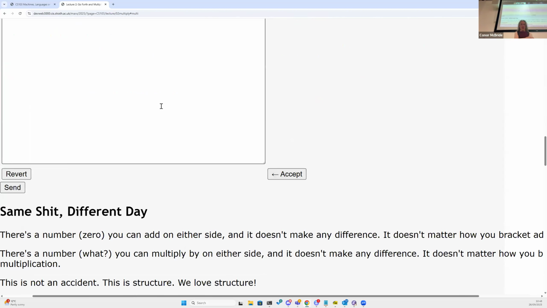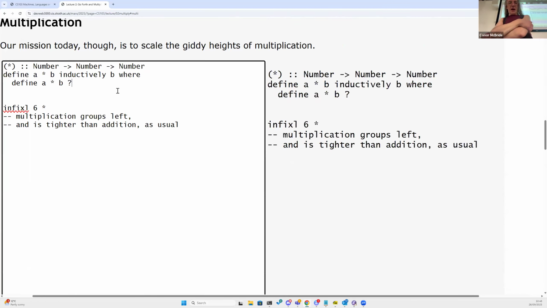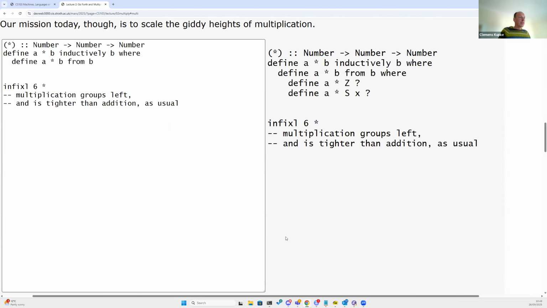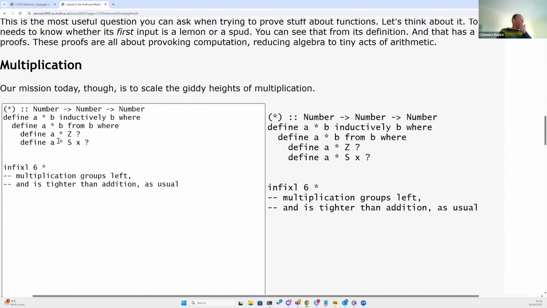So we go inductively on B, and now we have 2 cases. We do A times 0, right? No A's. How do you add up no things? What's the total of nothing? Nothing. Nothing will come of nothing. So A times 0 is 0.